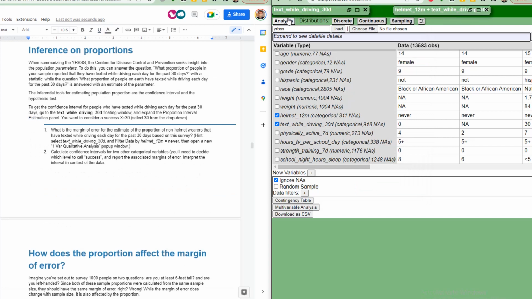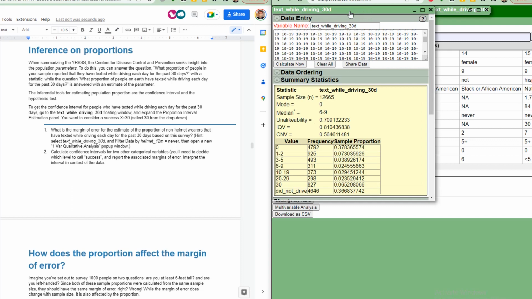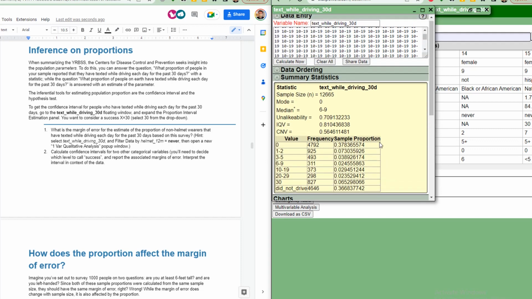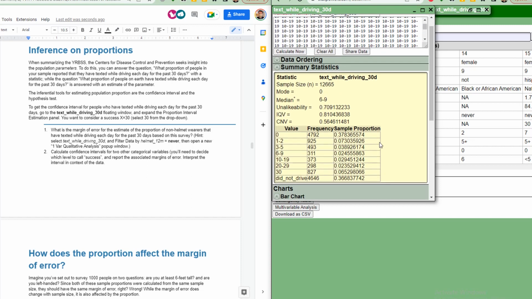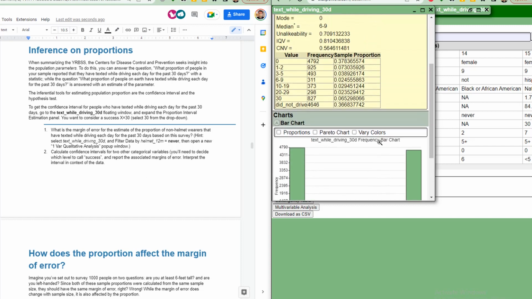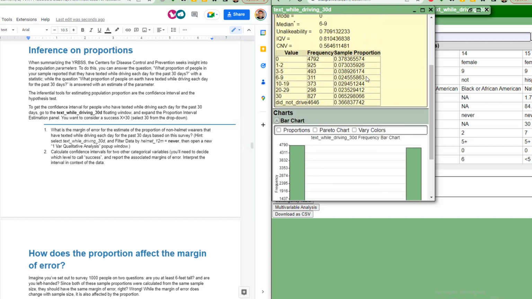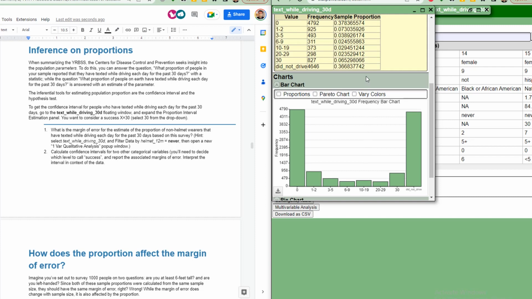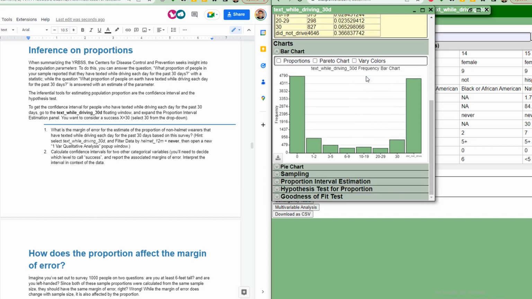For the next portion, we're going to go back to texting while driving. I'm going to open that back up because we're going to go back to this. If you closed it, you could just generate this analysis again. It doesn't take much time. All right, we're going to look at confidence intervals for this. So let's go down to proportion interval estimation.